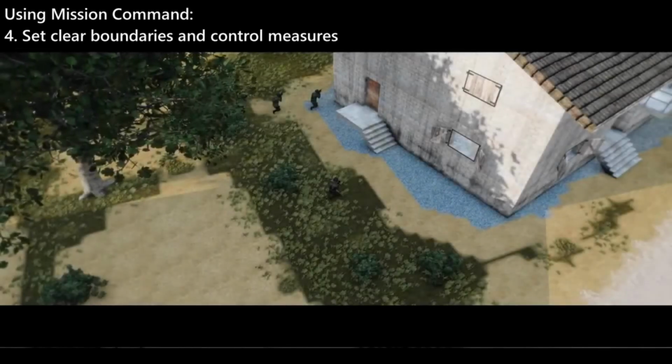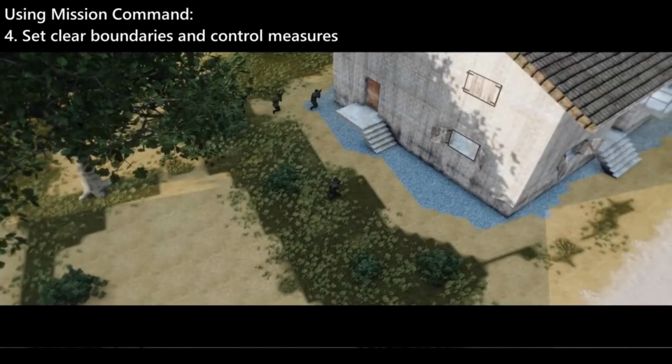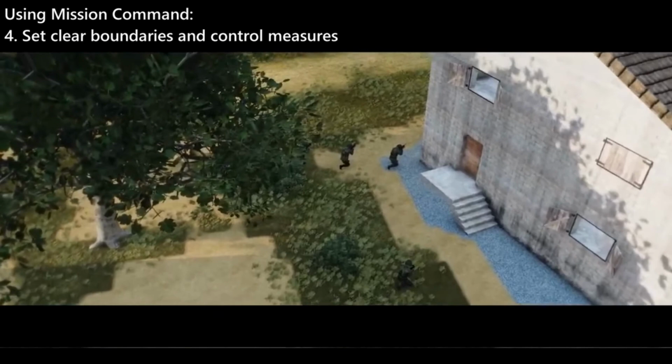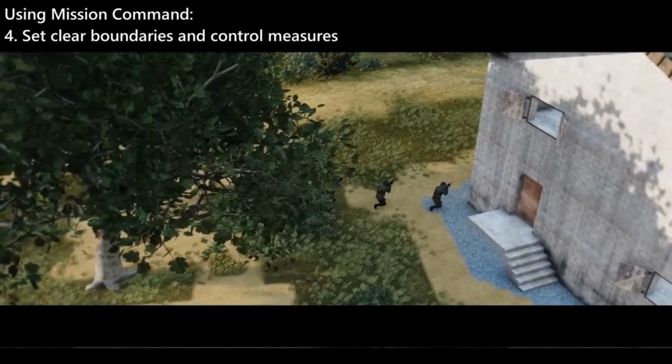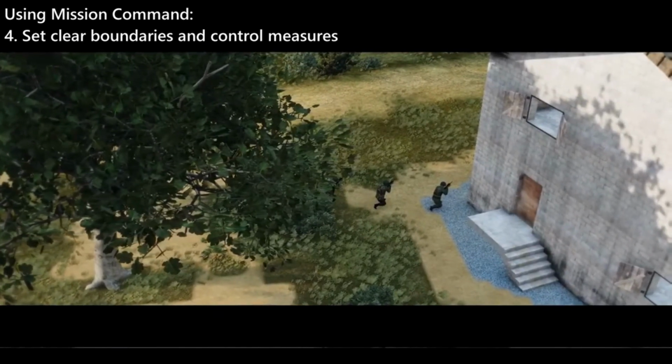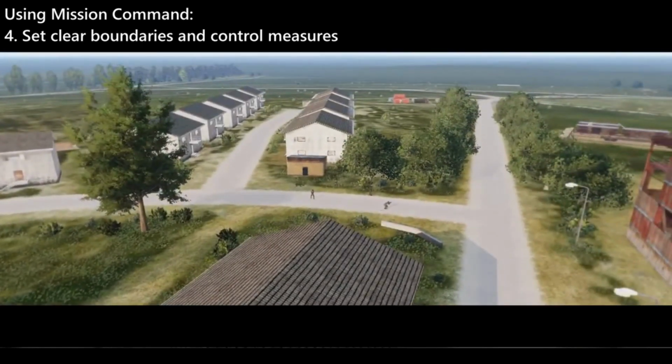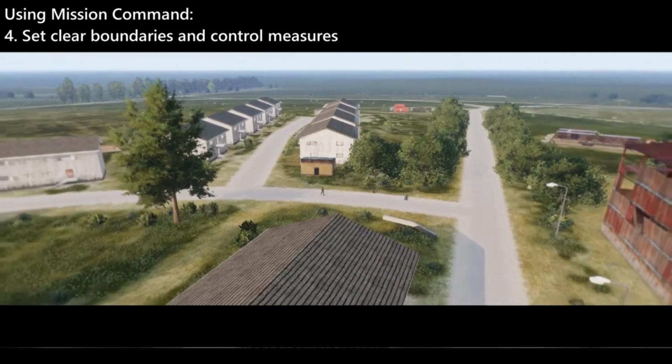Okay, so this scenario is about setting clear boundaries and control measures. In it, you've got two squads again, and you're conducting an operation to rescue a friendly wounded soldier. One of your squads here is providing supporting fire, while the other squad is advancing forward across a road to secure and extract the friendly wounded.